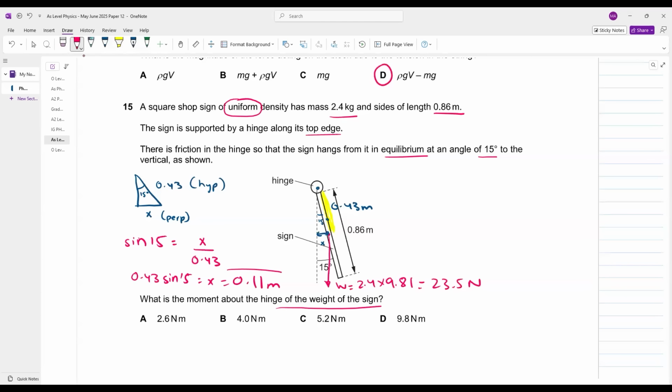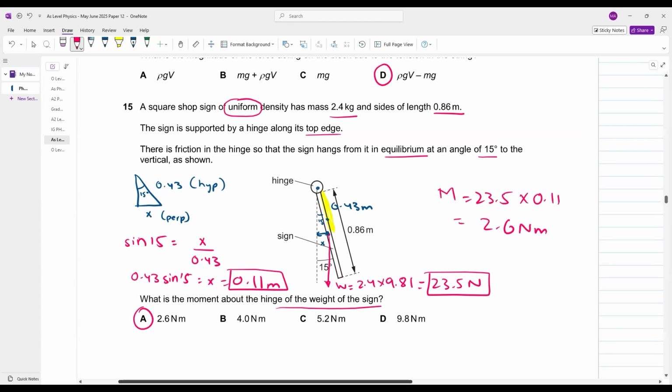You have the perpendicular distance, you have the force, multiply both of them to calculate the moment. Moment is equal to 23.5 into 0.11. Calculate, what answer do you get? This comes out to be 2.6 Newton meter. The answer to question 15 is A. Easy peasy lemon squeezy. Let's move ahead, children.